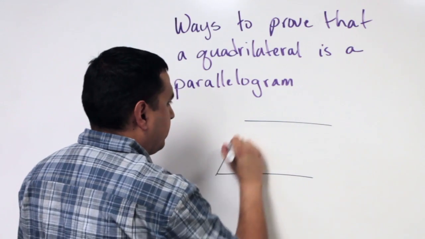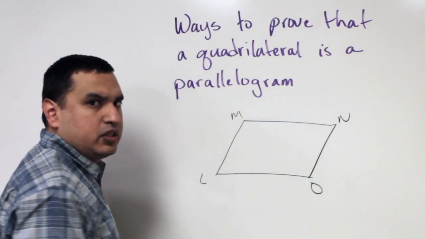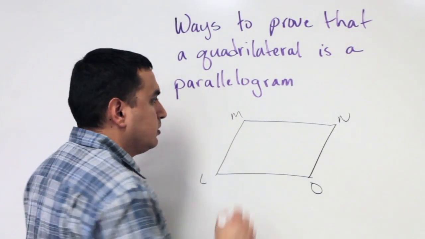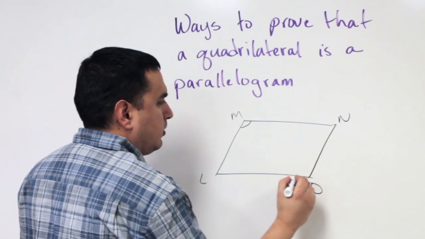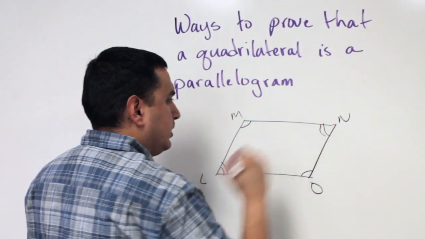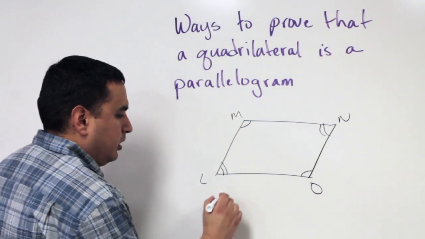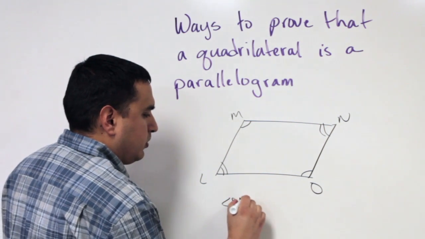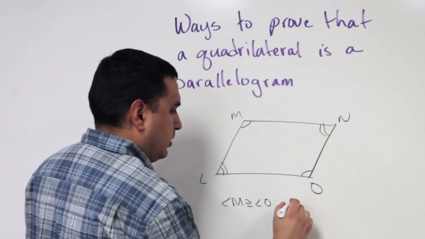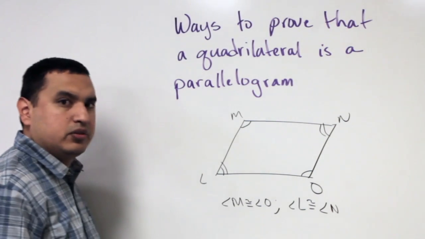Okay, the third way that we're going to prove that a quadrilateral is a parallelogram is if I can show that I have two pairs of opposite congruent angles. So somehow I can show that angle M is congruent to angle O, and angle L is congruent to angle N, then I know that I have a parallelogram. If you're writing these down, angle M is congruent to angle O, and you have to show that angle L is congruent to angle N. Opposite angles have to be congruent.